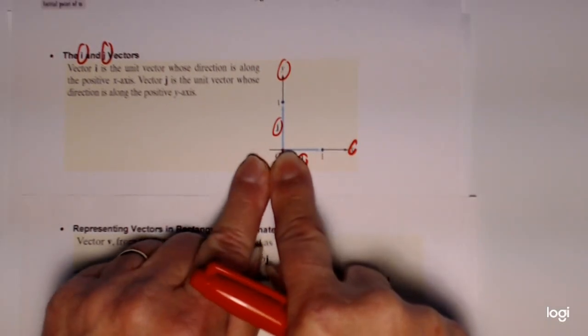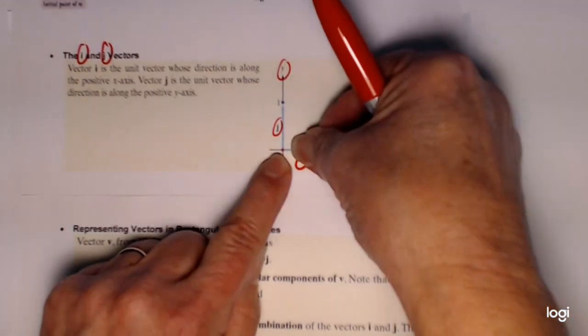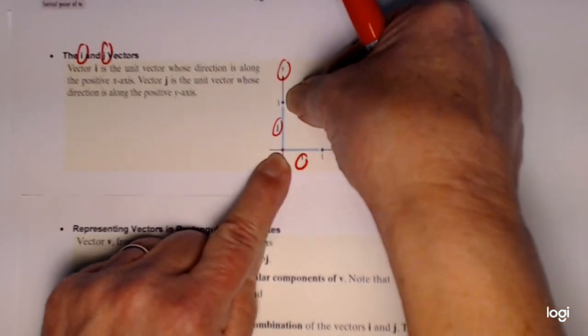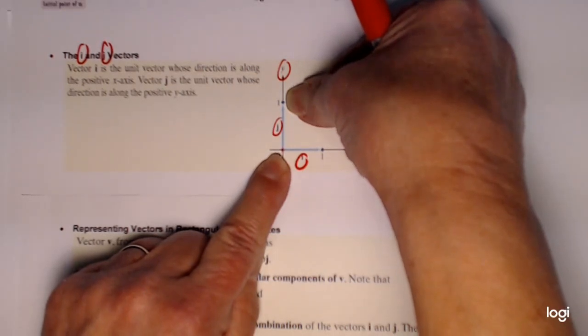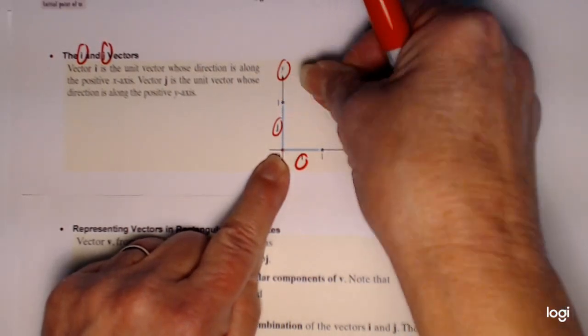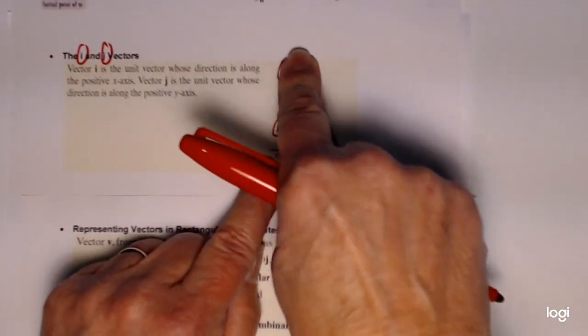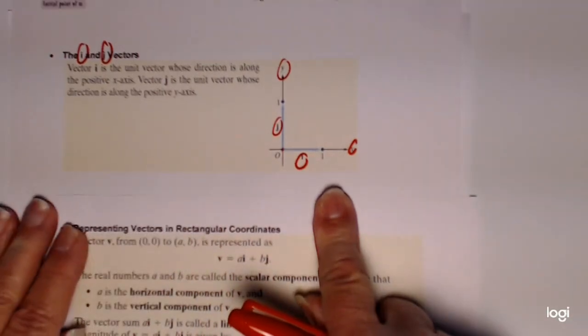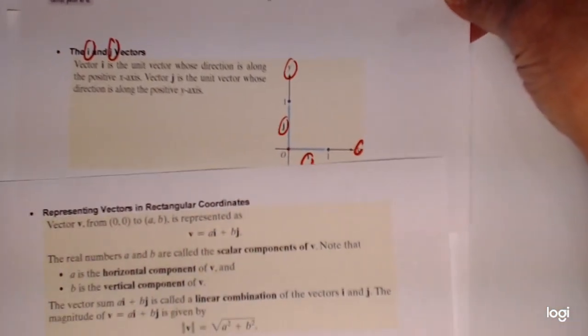J is comparable on the y-axis. J is the unit vector, again, the distance from the origin 0 to this point here, its ending point of the vector, is 1. So its magnitude is 1, the distance is 1, and J defines movement along the y-axis. So I and J are going to be telling us about x and y direction.